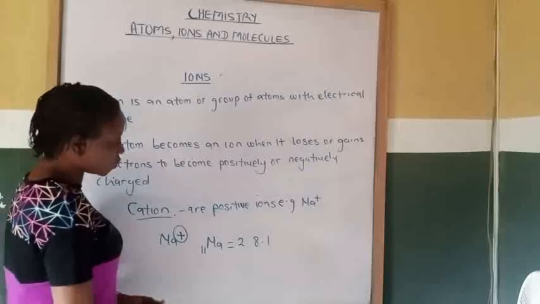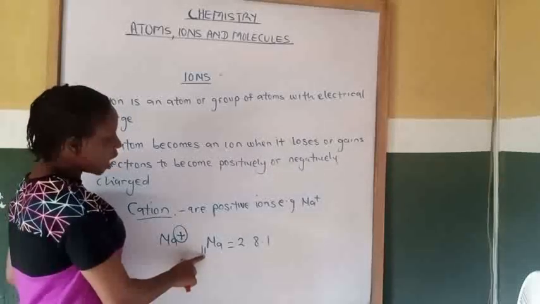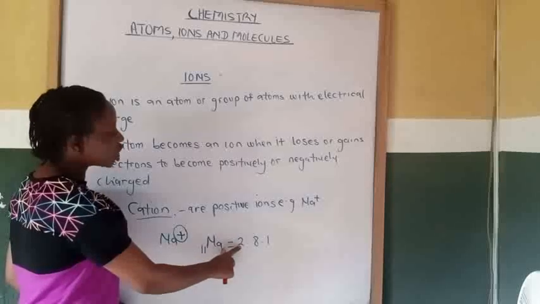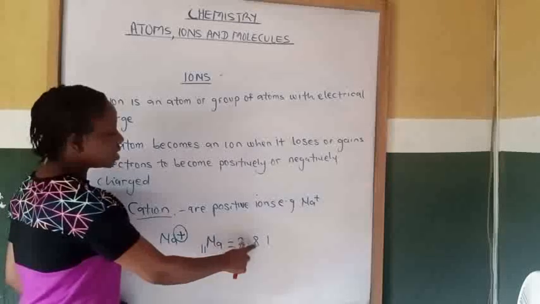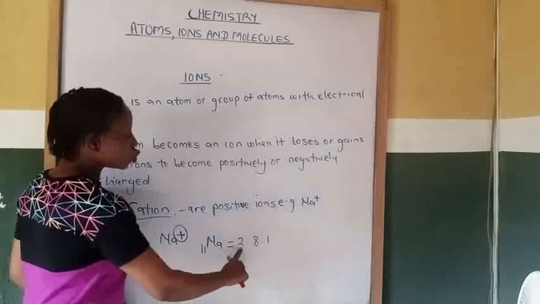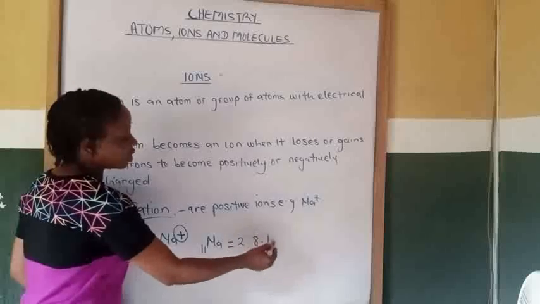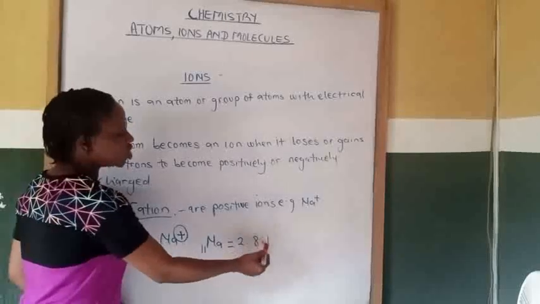Now, out of 11 electrons, the first shell carries 2, the second carries 8, and the third one carries 1. So 2 plus 8 plus 1 gives us 11. So the valence electron for sodium is 1.